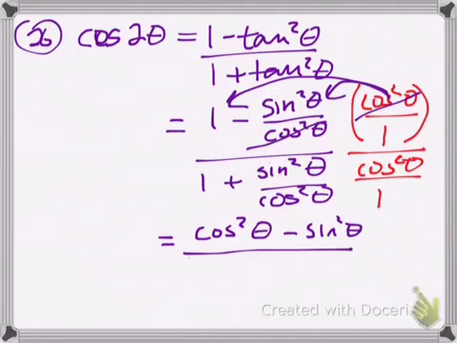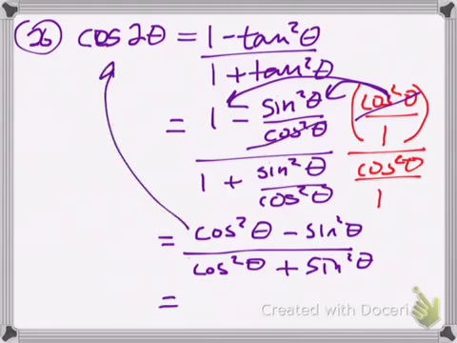And in the bottom, we're left with cosine squared plus sine squared, which is 1. It's 1. Sine squared of theta. And that's equal to 1. Right? And the top is our identity. Cosine squared minus sine squared is equal to cosine of 2 theta.